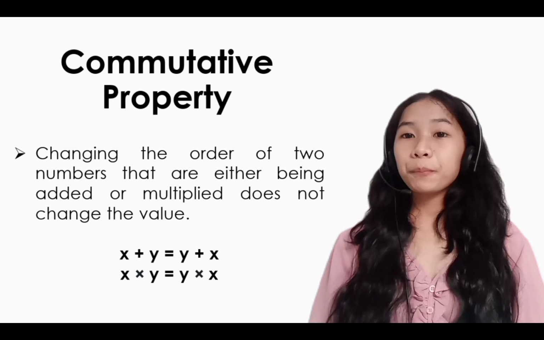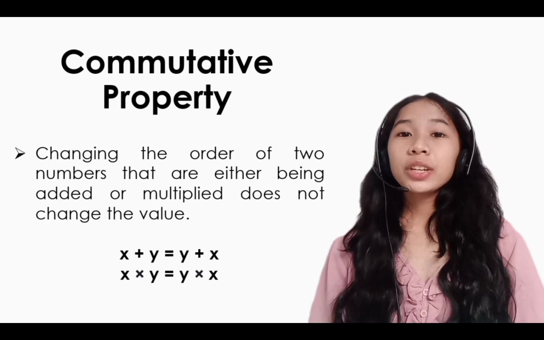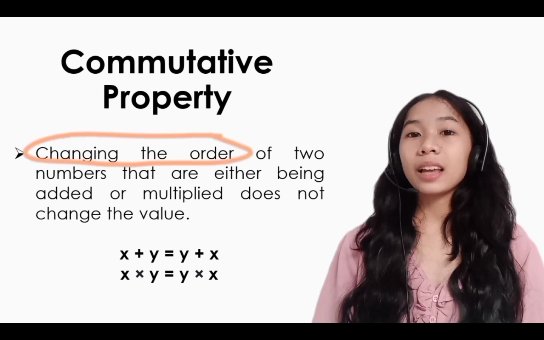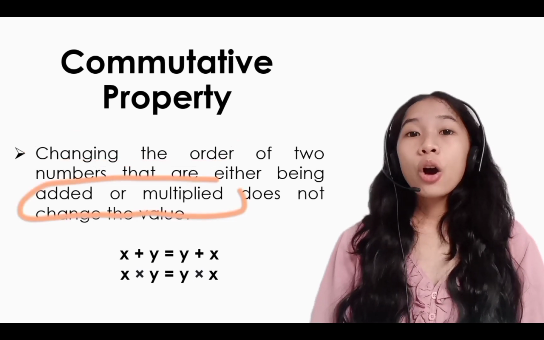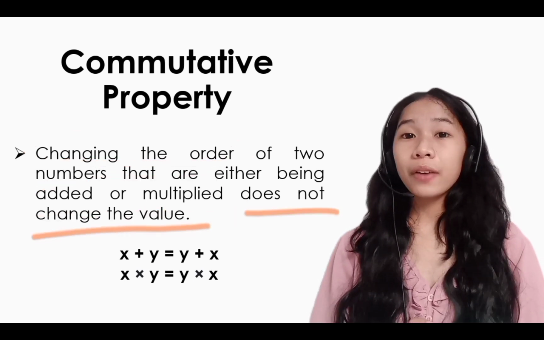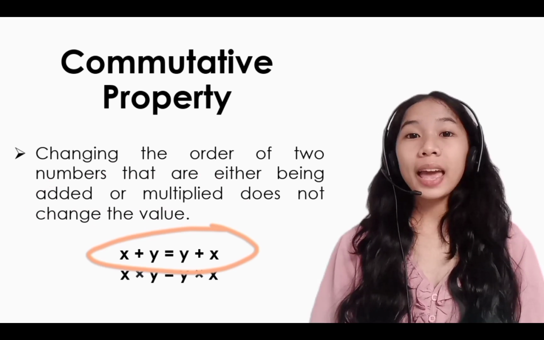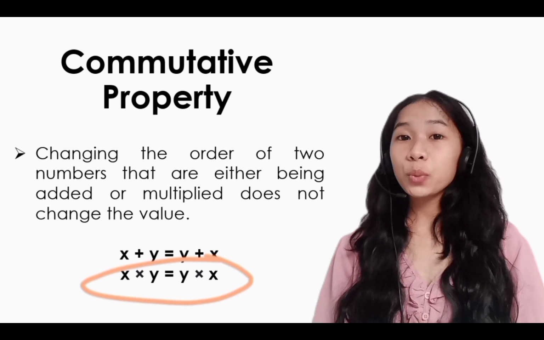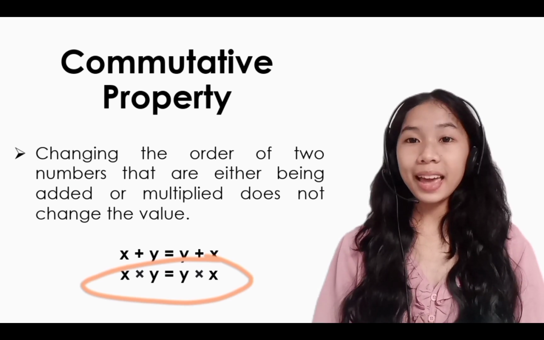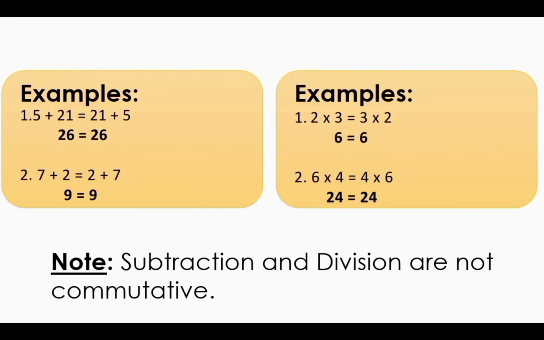The commutative property. Changing the order of two numbers that are either being added or multiplied does not change the value. x plus y is equal to y plus x, and x times y is equal to y times x. Examples. 5 plus 21 is equal to 21 plus 5.